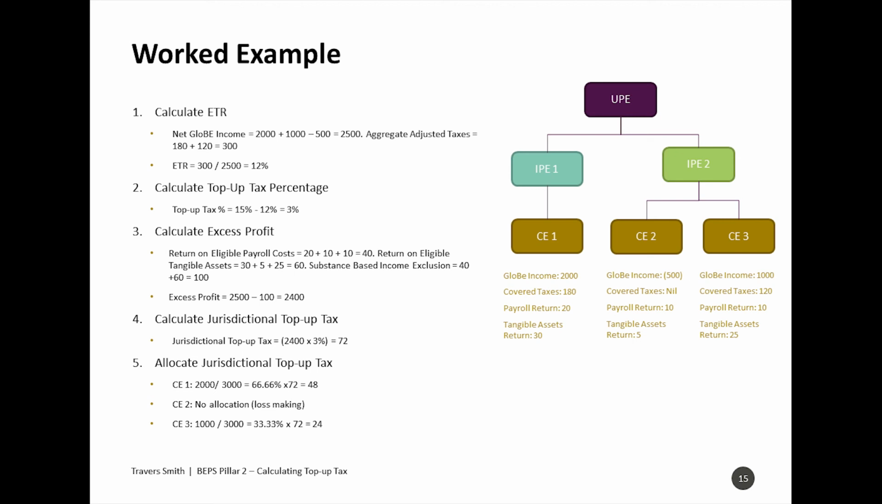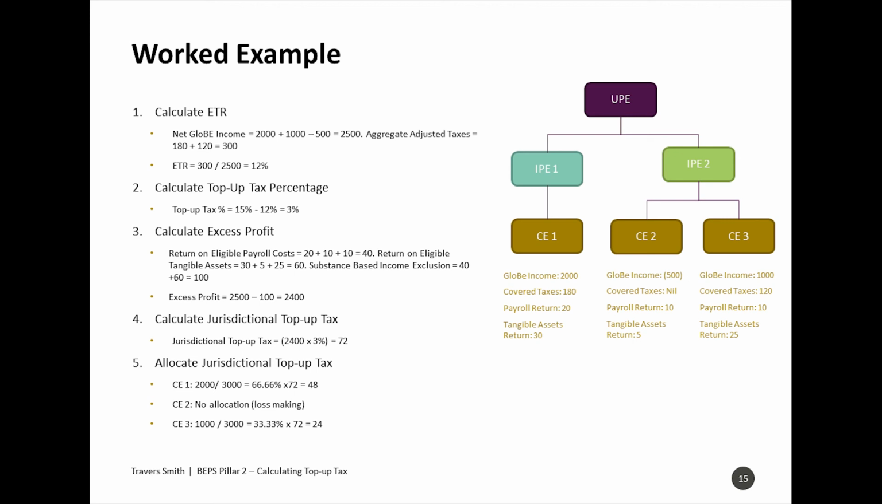So we've got net GloBE income for CE1 of 2,000, add to that the net GloBE income for CE3 of 1,000, and deduct the 500 losses for CE2. That gives you a net GloBE income of 2,500. Aggregate adjusted taxes for those three entities is 180 plus 120 gives you 300. So your effective tax rate is 300 divided by 2,500, or 12%.